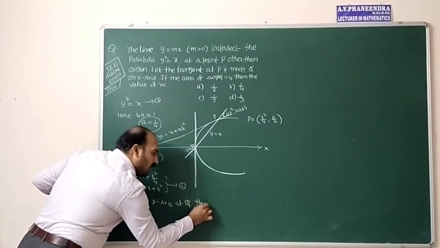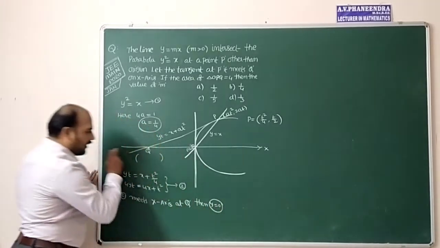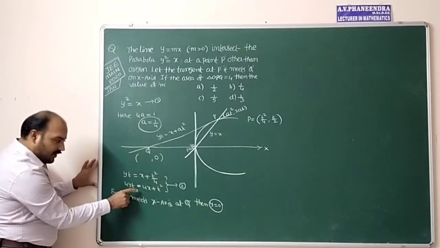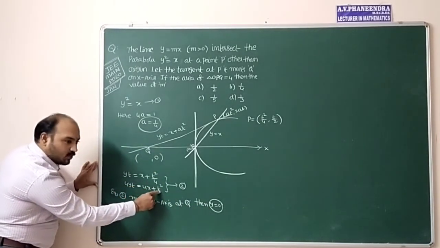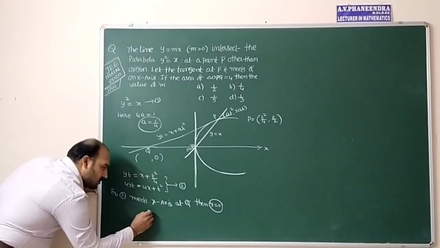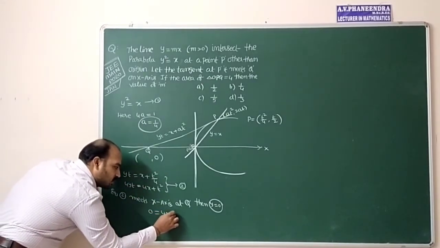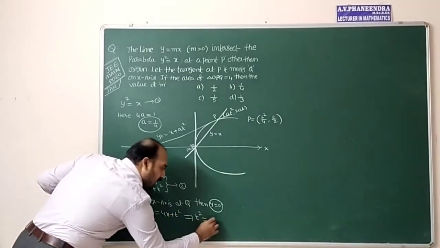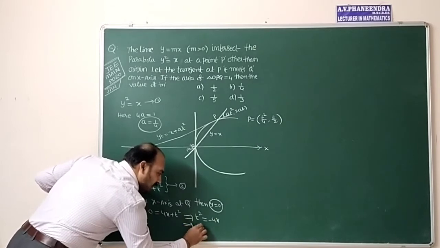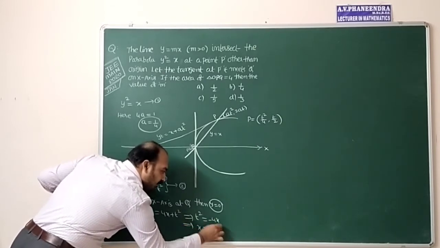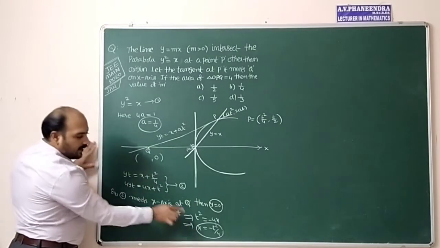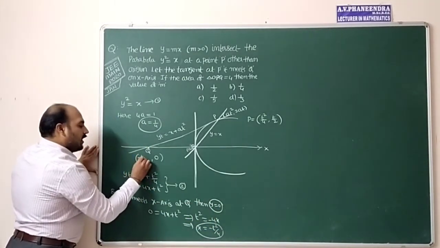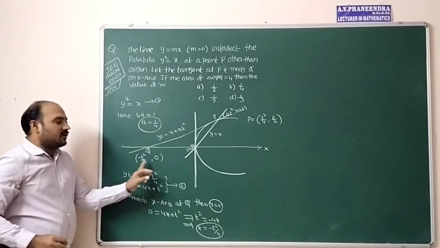Then y is equal to 0, because on the x-axis y equal to 0. So the coordinate of y is 0. Substitute y equal to 0 in this equation: 0 equal to 4x plus t square. That implies t square equal to minus 4x, so x is equal to minus t square by 4. So the coordinates of Q will become (minus t square by 4, 0).